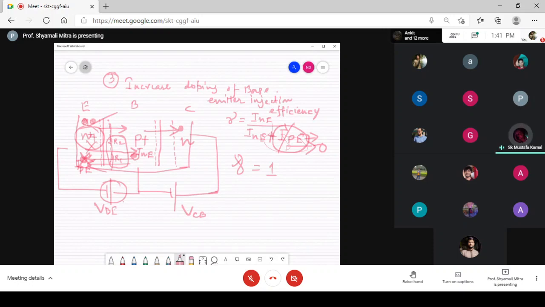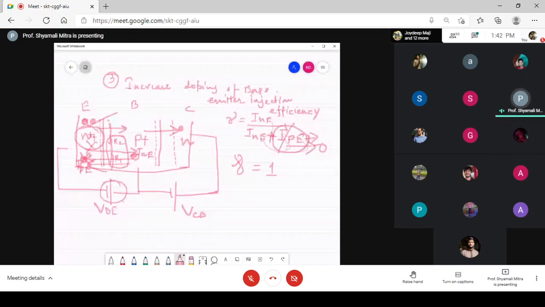Ma'am, how did you say that we can increase the emitter injection efficiency? By actually making up for this loss, IPE is much smaller, that means IPE tends to 0. That will only happen when the base is doped with much smaller impurity compared to the emitter region. Yes, and in that case this emitter injection efficiency will reach its maximum value, that is 1. Now there is another possible way of doing this. Can anybody tell?